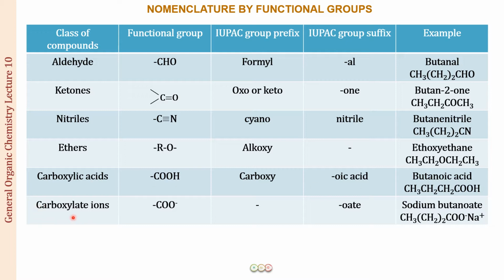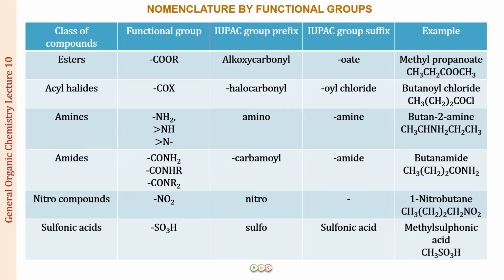Next we have the carboxylate ions. This is COO negative, and we use suffix only for this. There is no prefix over here, so it is going to be oate. For example, you can see this molecule, this is sodium butanoate. So we will be discussing all about this in the coming lectures. Again and again we will be learning about all of them in detail.